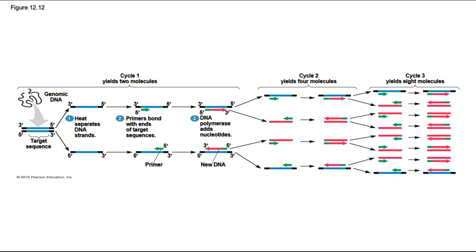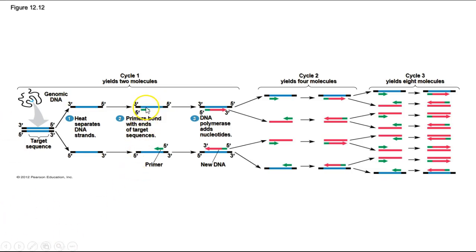So here's basically how that works. Here's our target sequence over here on the left. You can see that this is double-stranded DNA. The first step in the process heats the DNA to separate the strands from each other. Heat separates the DNA strands because, remember, the two sides of the DNA molecule are held together by hydrogen bonds, and heat breaks hydrogen bonds. So that will separate the strands from each other.